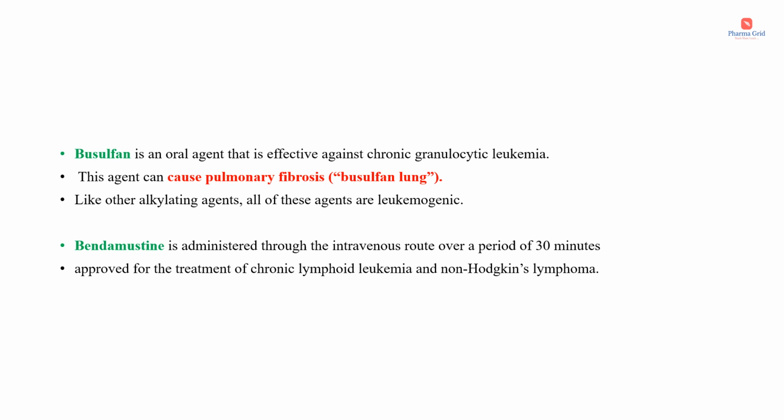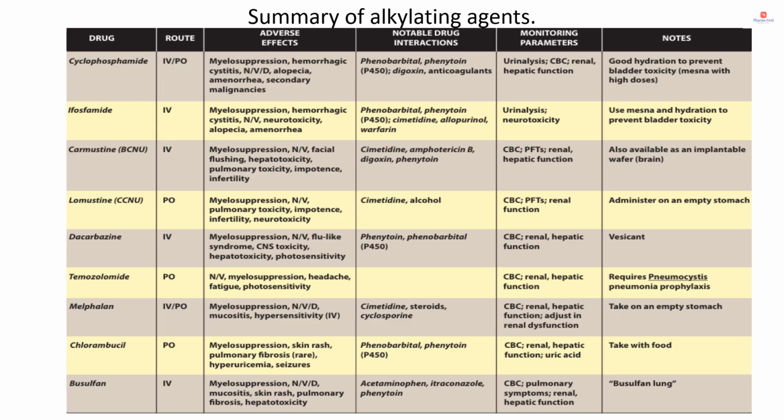This agent can cause pulmonary fibrosis or it is often referred to as busulfan lung. Like other alkylating agents, all of these agents are leukemogenic. Bendamustine is administered through the intravenous route over a period of 30 minutes. It is approved for the treatment of chronic lymphoid leukemia and non-Hodgkin's lymphoma. So in this slide, you can see the summary of alkylating agents. That's the key points to be remembered about these drugs.